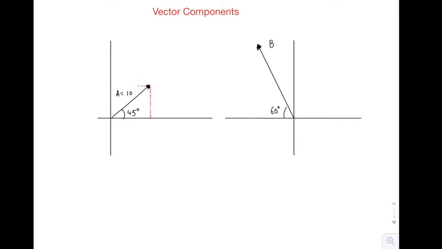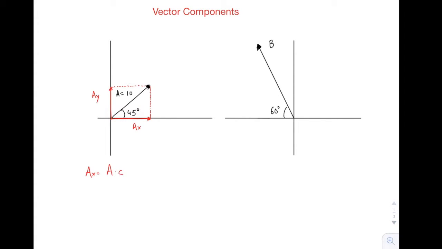On the left we can see a vector A that has a magnitude of 10 and it's positioned with 45 degrees up. We draw dotted lines from the end of vector A towards the x-axis and the y-axis, and we can see the projections AX and AY.